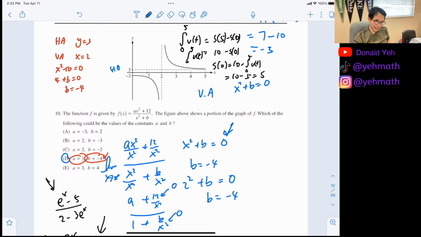Vertical asymptote is denominator equal to 0. So let's look at the denominator. If the denominator equals 0, and this happens at 2, then it'll be 2 squared plus b equal to 0. B is equal to -4. So you've got only one answer, which would be -4.